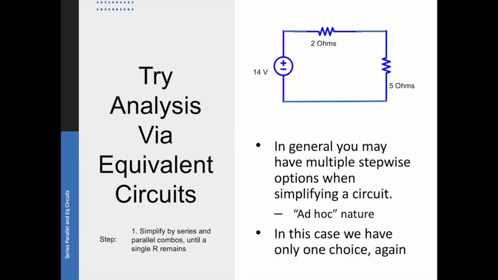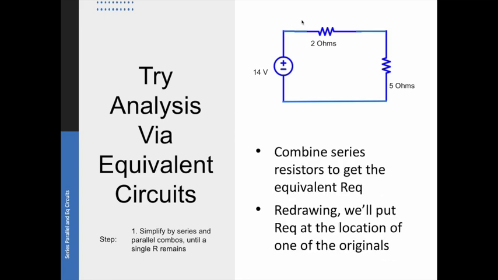Now in general, as you're going through this and simplifying, there may be multiple options that you can take doing a series and parallel combination. That's the ad hoc nature of this technique. In this case, we only had one option before, we only have one option now, but in general you can have more than one. Okay, so in this case, we are looking at a 2 and 5 in series.